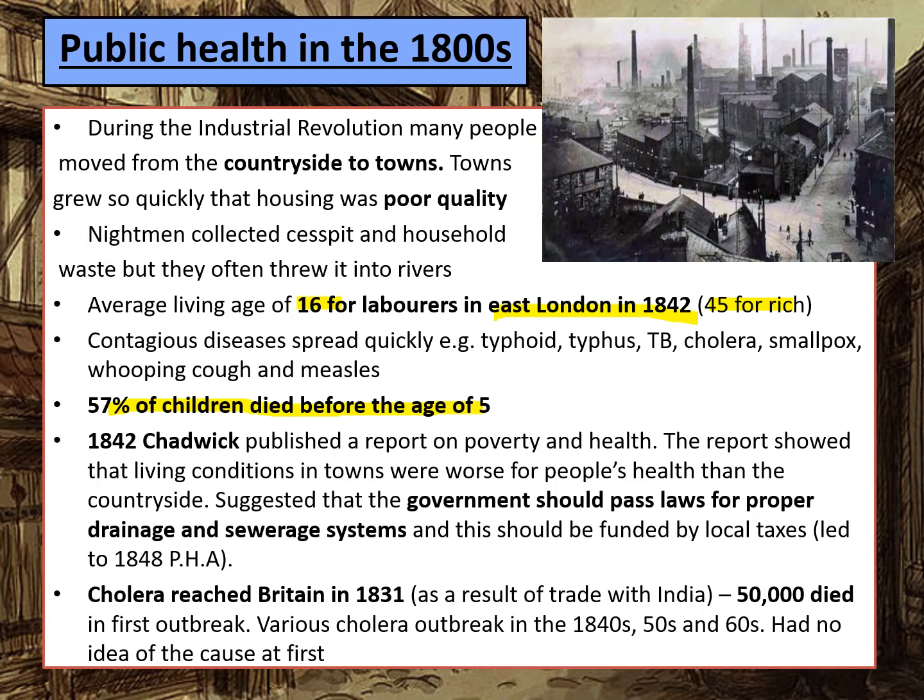And because of these conditions, contagious diseases spread really quickly. Things like typhoid, typhus, TB, which is tuberculosis, cholera, things like smallpox, and also things like measles as well.